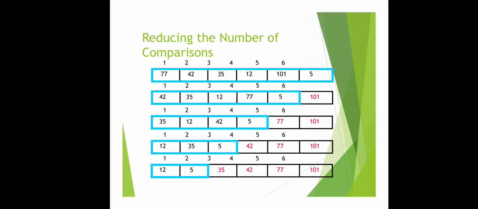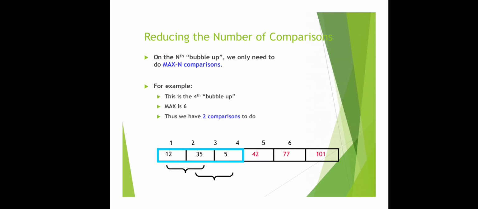Now, reducing the number of comparisons in the list. Reducing the number of comparisons means that on the nth bubble up, we only need to do max minus n comparisons. For example, this is the 4th bubble up, max is 6, thus we have only 2 comparisons to do.